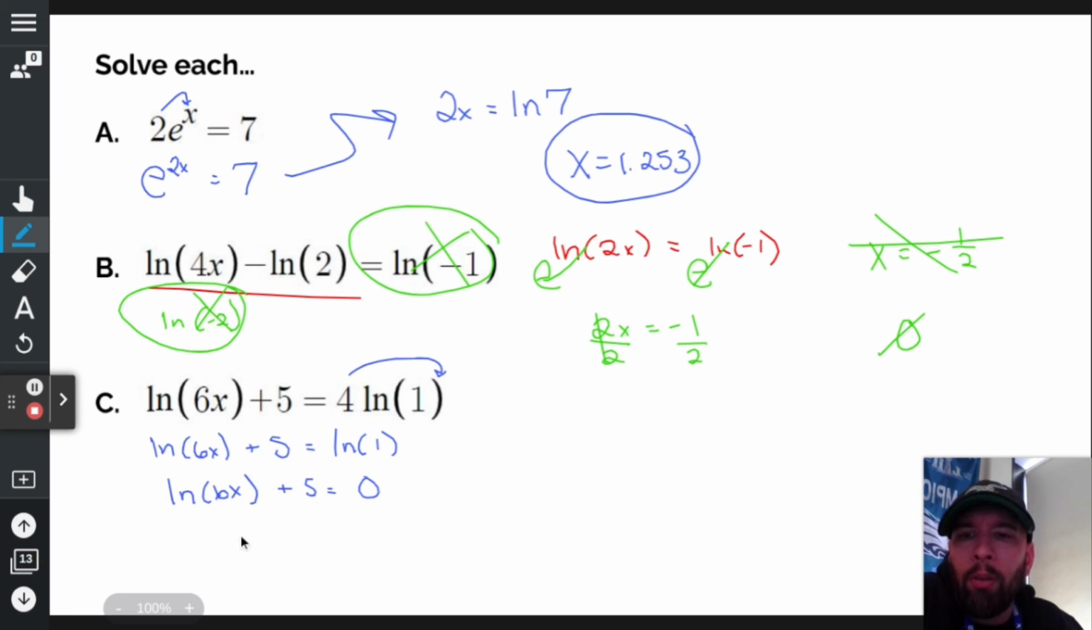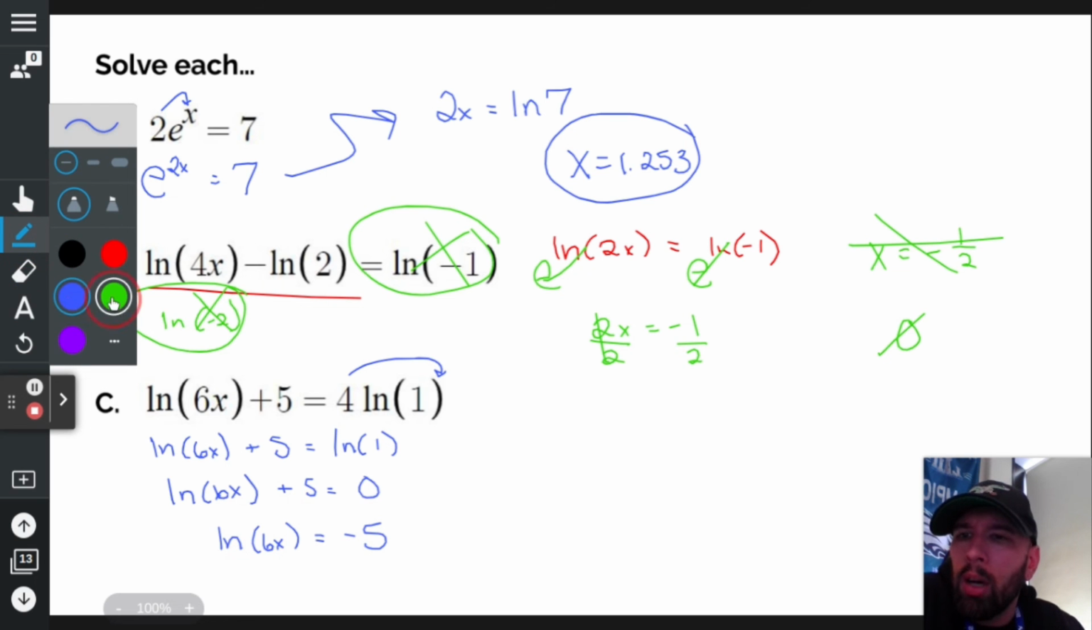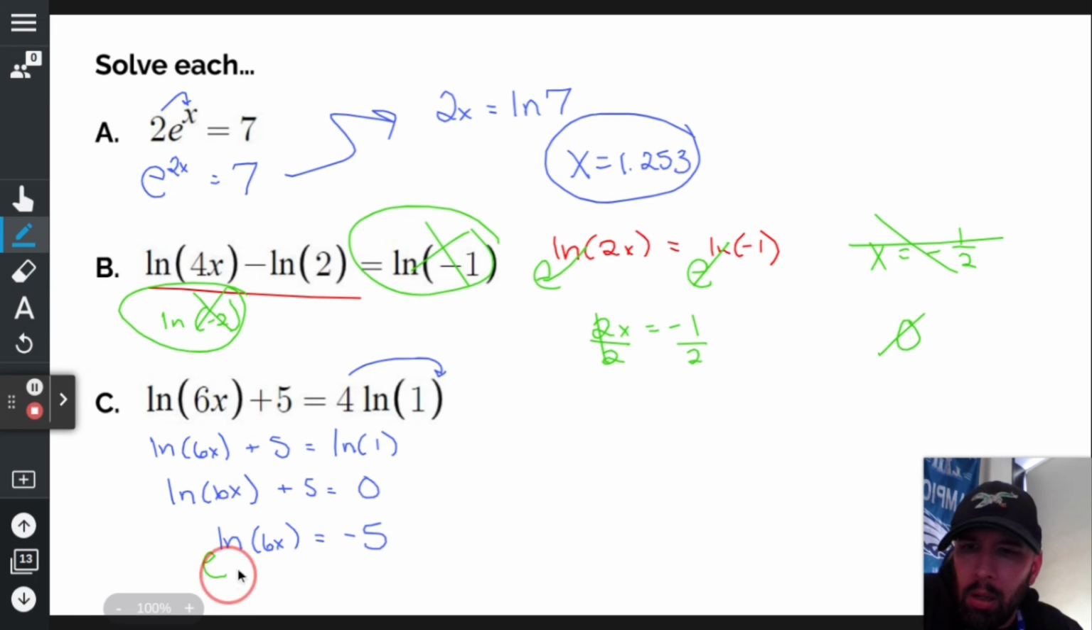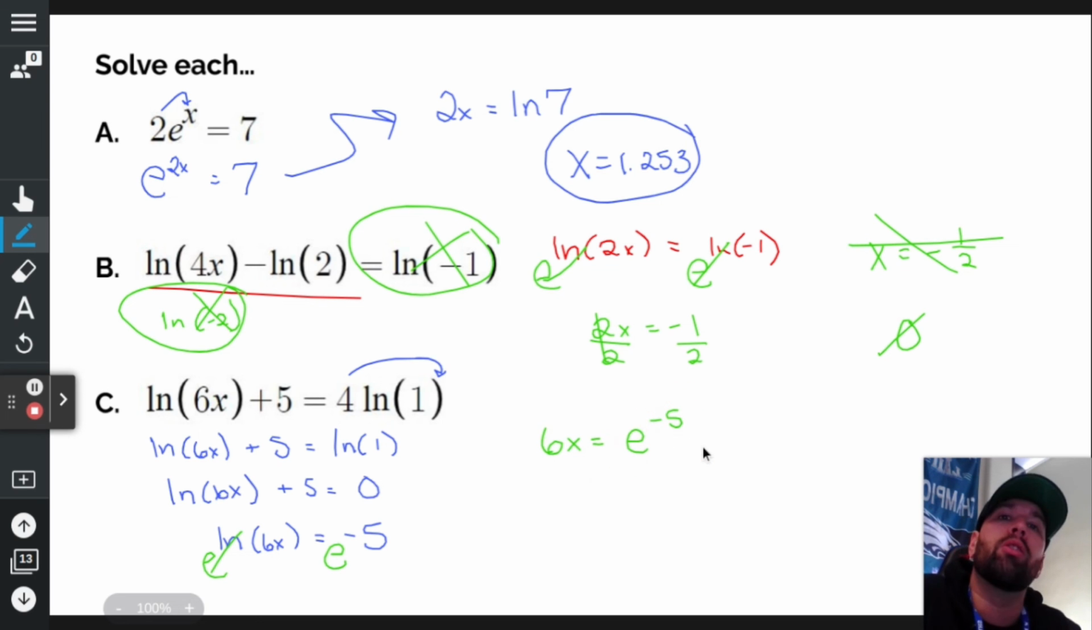I'm going to subtract 5 from both sides, and I get ln of 6x equals negative 5. Okay, ln, I'm going to take e to the of both sides. That crosses out and leaves me with 6x equals e to the negative 5th. So in my calculator, I'm going to do 2 steps. I'm going to find out what e to the negative 5th is, divide both sides by 6. That'll get me my guy.